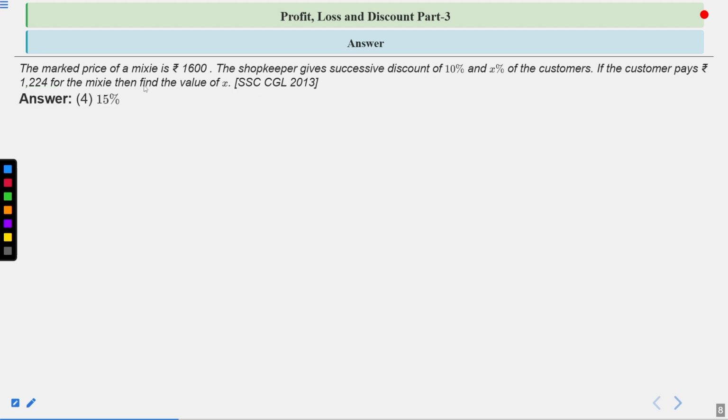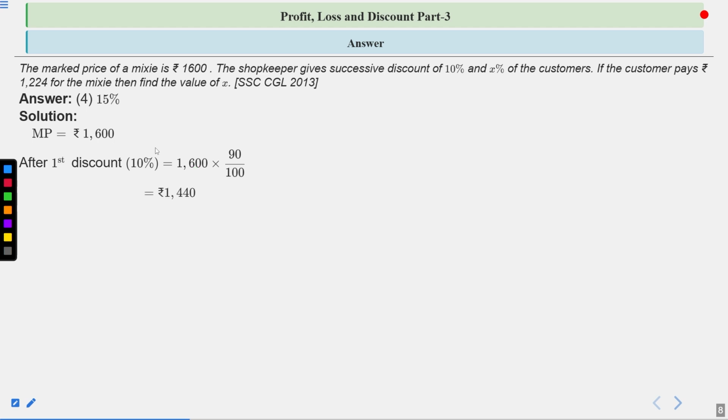So the correct answer of this question is the fourth one, which is 15%. Now see the detailed solution of this question. The marked price is 1600 rupees. After the first discount it will become, because the discount is 10%, so we calculate 90%. So we get 1600 into 90 upon 100.